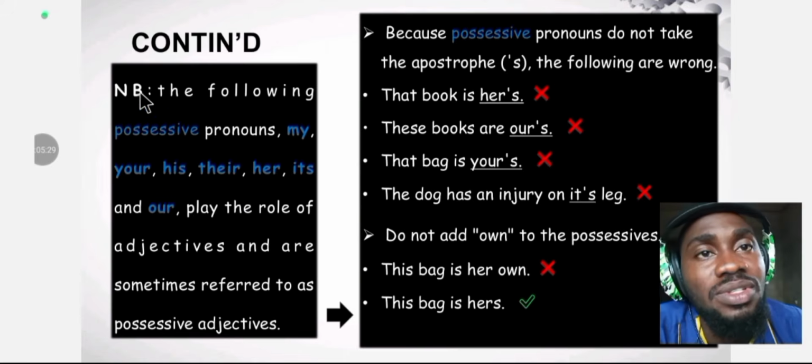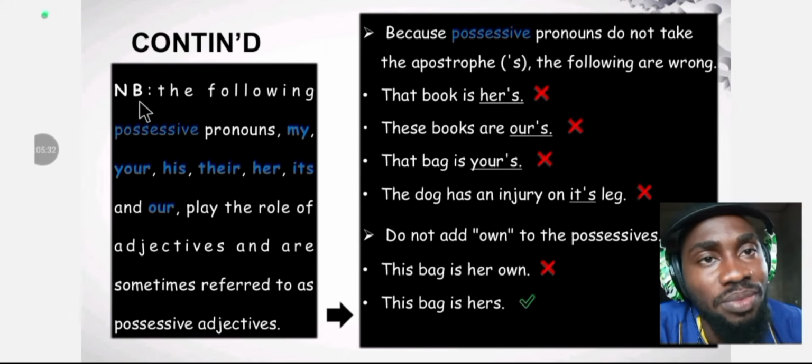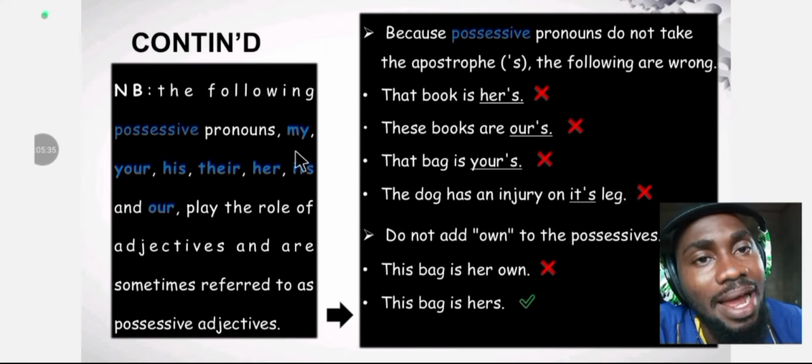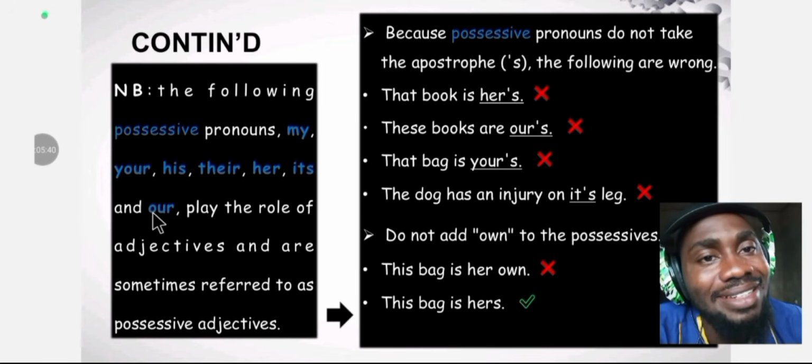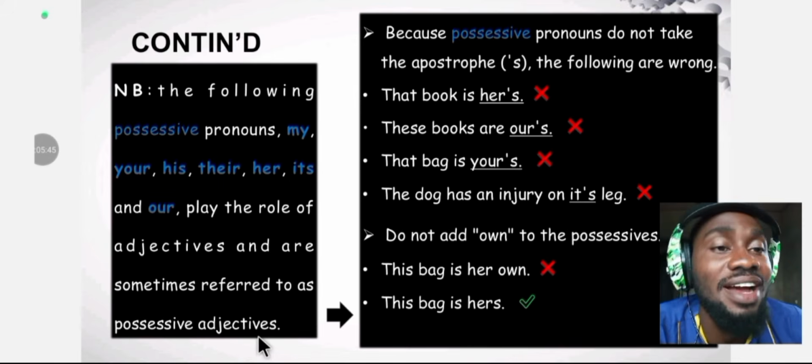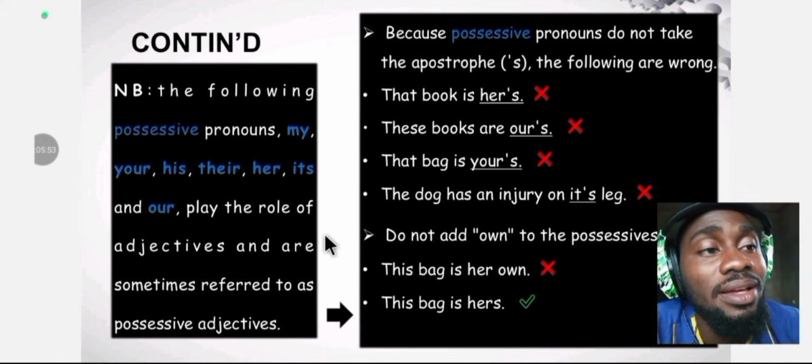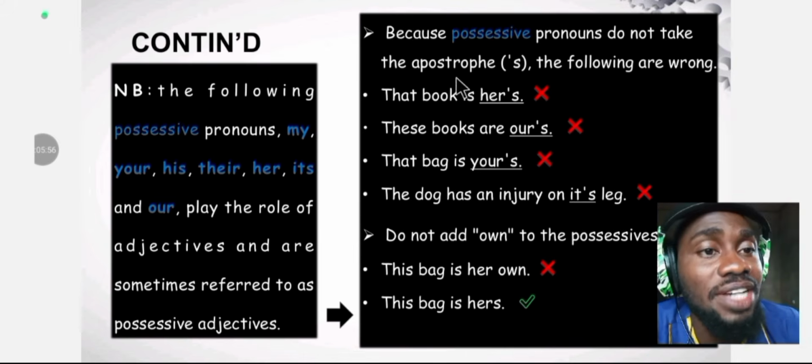Still under possessive pronouns, note something very important also. The following possessive pronouns, my, your, his, their, her, its, and our, play the role of adjective and are sometimes referred to as possessive adjectives. Let's look at the reasons why they play the role of adjective on the larger table.